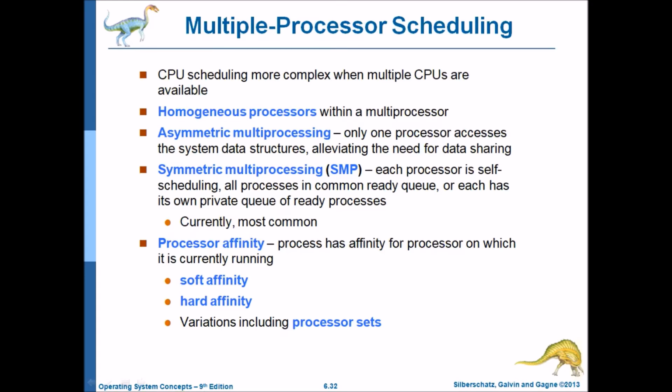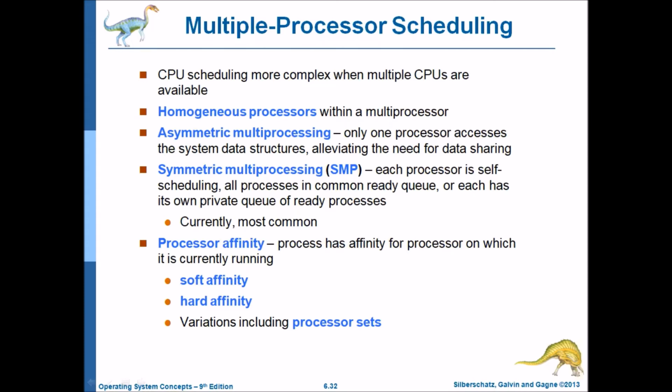Multiple processor systems may be heterogeneous, which means we have different kinds of CPU, or homogeneous, which means all the same kind of CPU. But in this section, we concentrate on systems in which the processors are identical, or called homogeneous, in terms of their functionality. And so there are two approaches to multiprocessor scheduling.